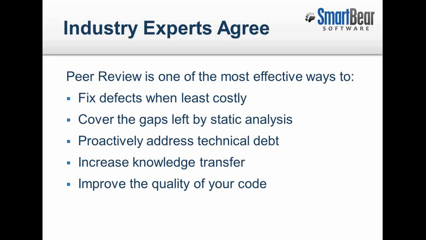Increasing knowledge transfer. This is one of the things that smaller Agile teams care about. One of the Agile principles is having developers familiar with more than just their area of the code, being able to increase collaboration among the team, and code review is really practically the best way to do that, by having developers collaborate on the code together.